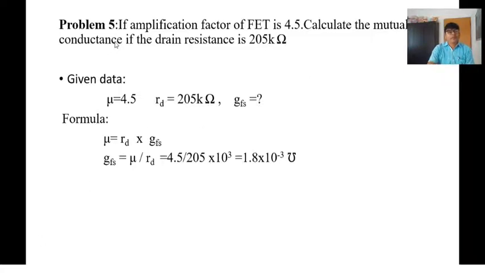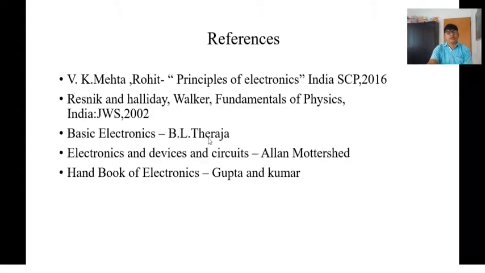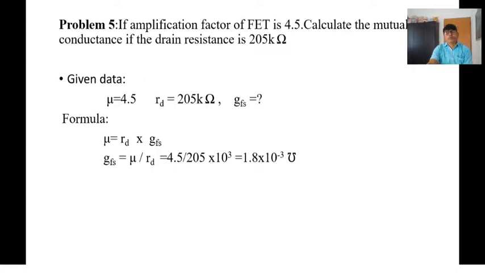Next, if the amplification factor of a FET is 4.5, calculate the mutual conductance if the drain resistance is 205 kilo ohm. So mu is given, RD is given, so we can straight away calculate the conductance. Mu is equal to RD into gfs, and therefore simplifying you get the result 1.8 into 10 to the power of minus 3 mho. So these are some of the problems related to transistor FET and all. Thank you.